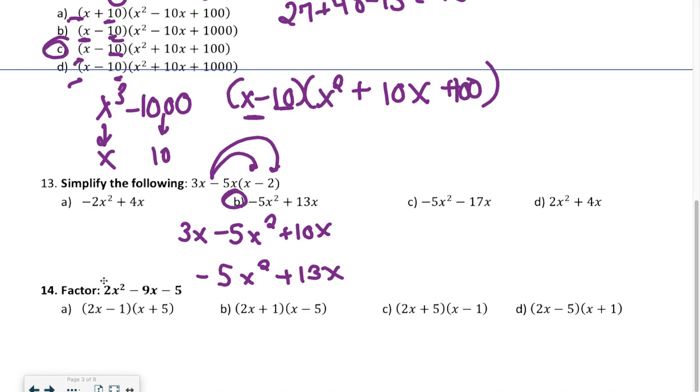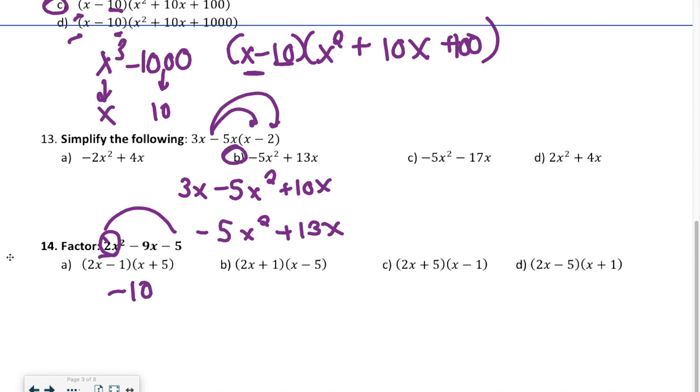Factoring a trinomial when a is more than 1, we use the a times c method. So 2 times negative 5 is negative 10. Factors of negative 10 that add to our middle term of negative 9. Well, 1 and 10 definitely get us to negative 9. 10 has to be negative, 1 has to be positive. We use this to expand our middle term.